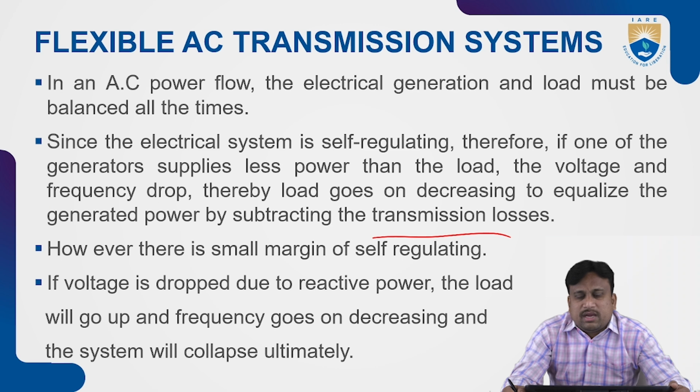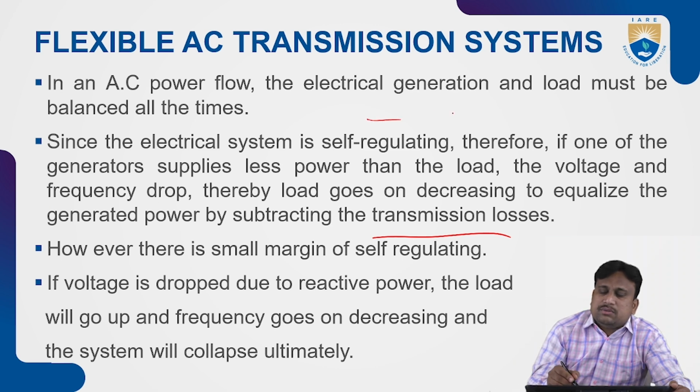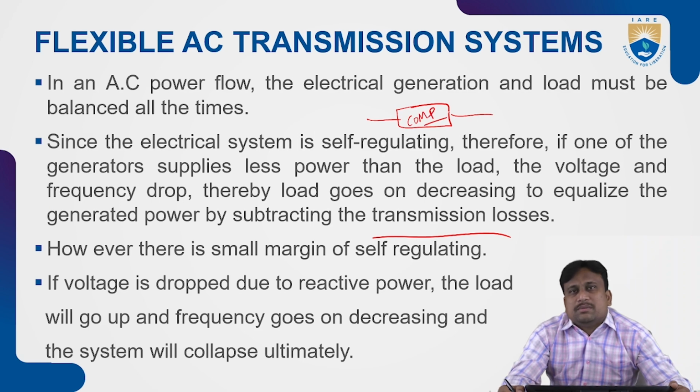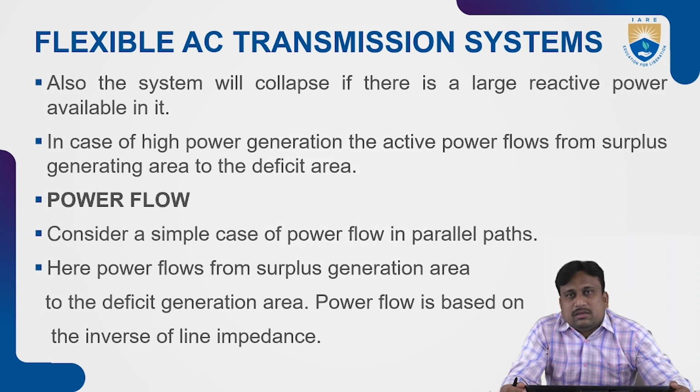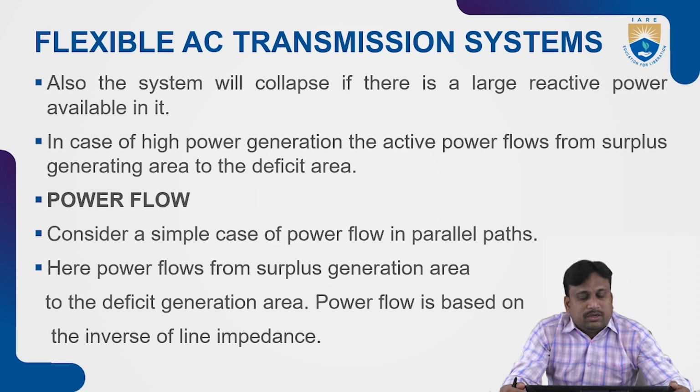Meanwhile, in the line case, we need to substitute these compensation devices in the middle of the line. Here also the system voltage will drop if there is a large reactive power in it. In case of high power generation, active power flows from the surplus generating area to the deficit area.